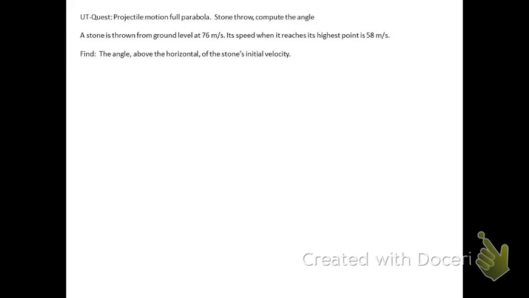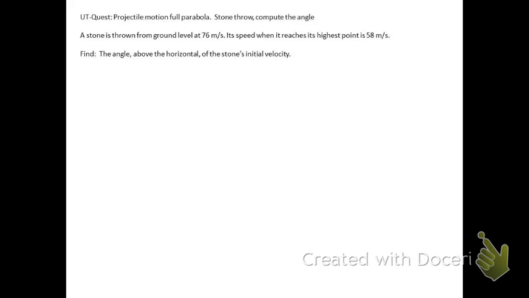What we're given here is that the stone is thrown at a certain initial velocity, and then we see that the stone slows down as it reaches its highest point. In this case, it slows down from 76 to 58 meters per second.